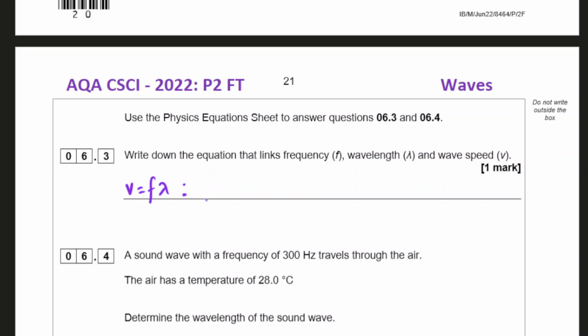Now, you can write the symbol equation or the word equation. I would actually write the word equation. That way you're not going to make any mistakes with the symbols, like write a capital V or a capital F, which means you're going to get it wrong. So wave speed equals frequency multiplied by the wavelength.